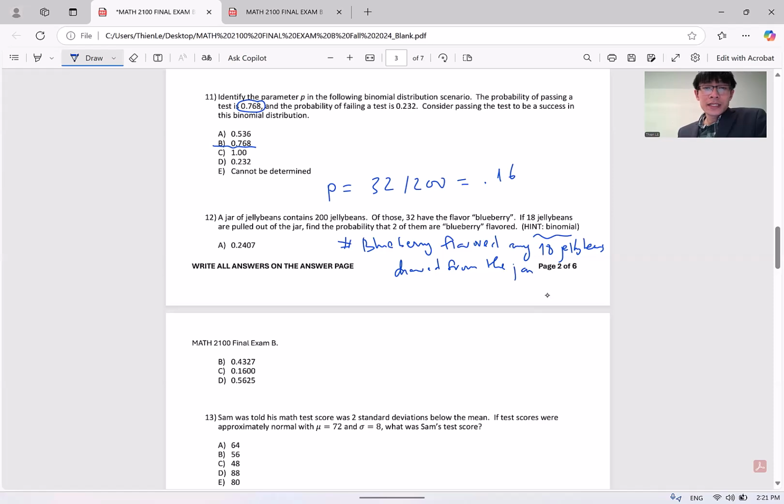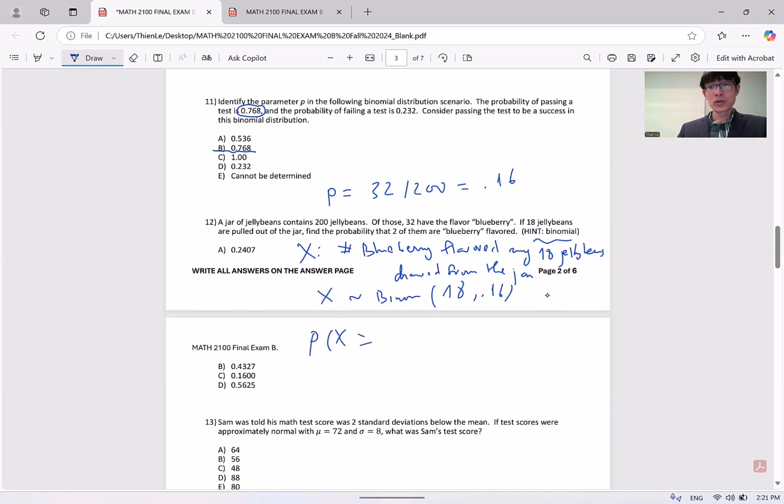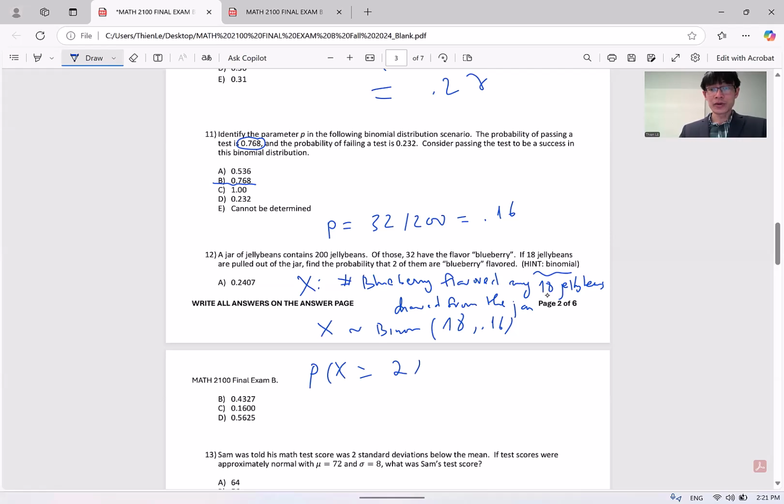So basically, X will follow a binomial distribution if you use the hint here, with success probability 0.16. And from here, you calculate the probability of X equal to 2, exactly 2 blueberry flavor.